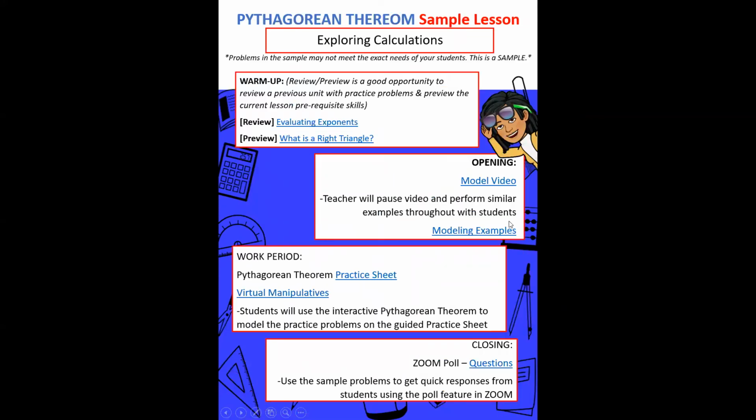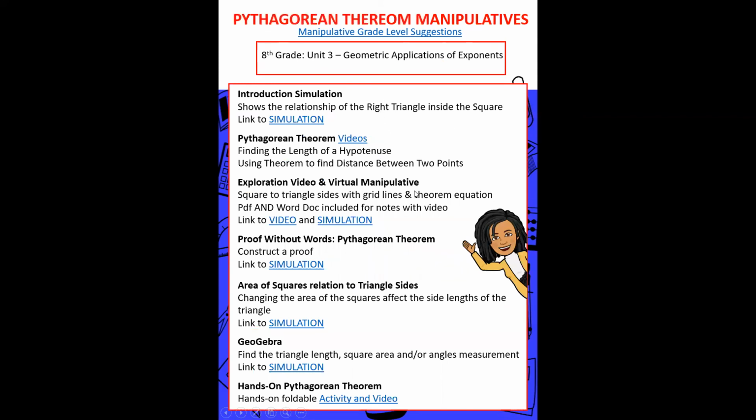And then lastly, for 8th grade, we have Pythagorean theorem. Same thing, warm up, opening, work period, and closing. And then we have a plethora of different simulations that you can use for Pythagorean theorem.